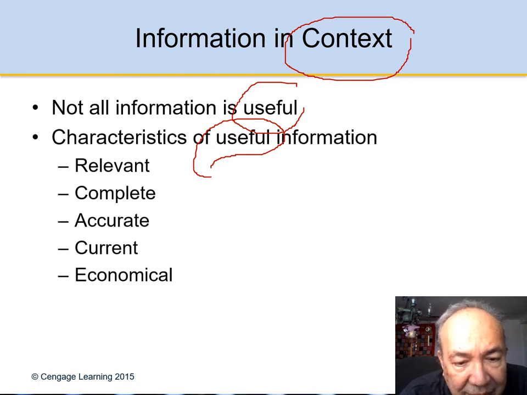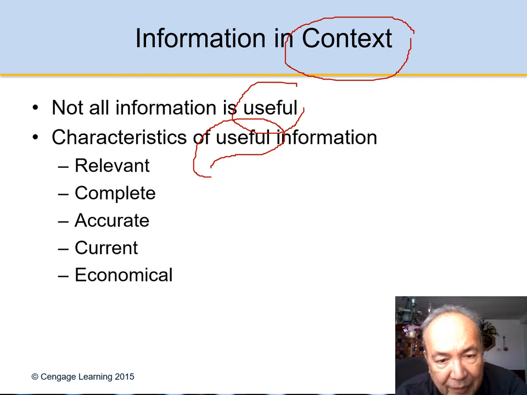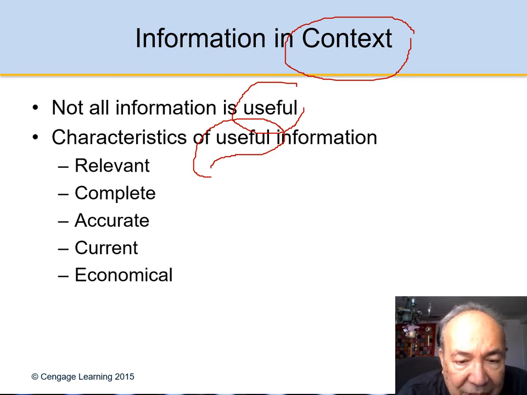where can I buy food? So the information has to be relevant, complete, accurate, current. Current means, hey, where can I buy food now? Not where can I buy food 10 years ago? And also economical. Economical means you don't have to waste so much time in getting this information.